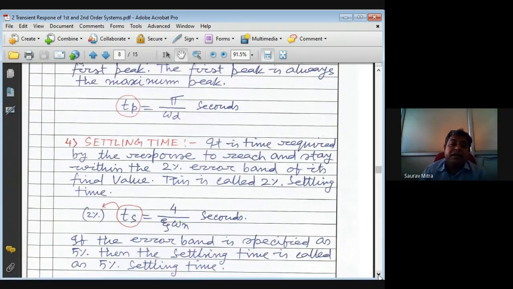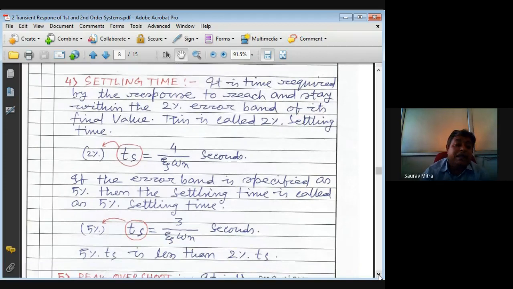Settling time is the time required by the response to reach and stay within the 2% band. There are actually two definitions of settling time: one is 2% settling time, the other is 5% settling time. 2% settling time is given by 4 by zeta omega n. So 2% settling time is greater than 5% settling time. 5% settling time is 3 by zeta omega n.